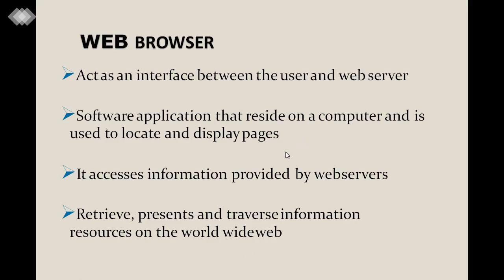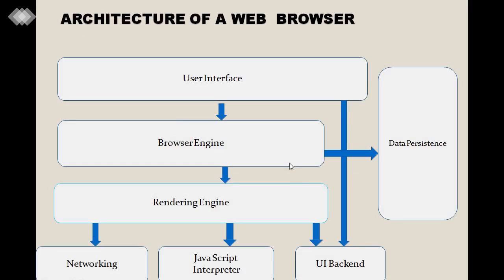So let's start. What is web browser? Web browser acts as an interface between the user and the web server. It is a software application that resides on a computer and is used to locate and display pages. So it accesses information provided by web servers, in which they retrieve, present and transfer information resources on the World Wide Web, that is W3.